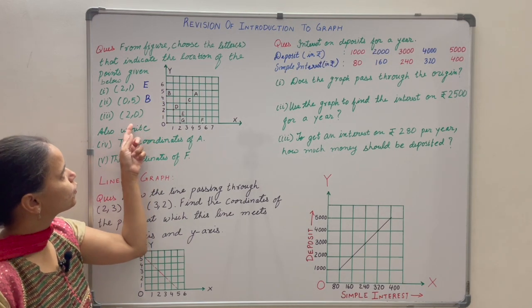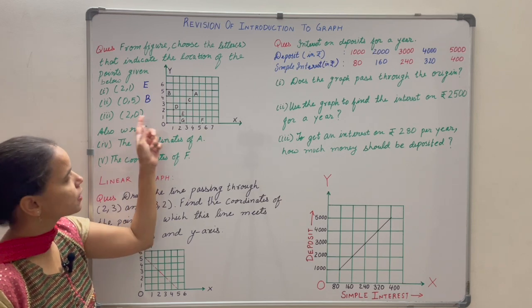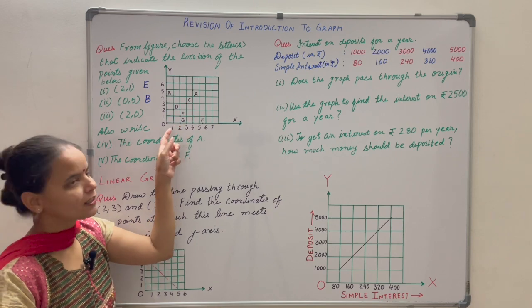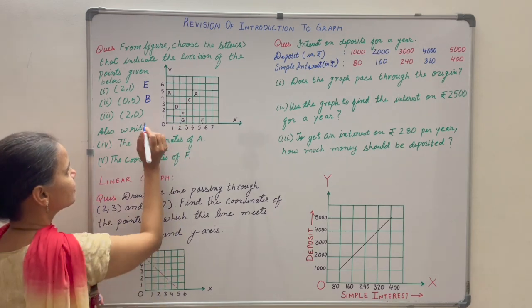2 comma 0. 2 units towards right and vertically you don't have to move. So 2 units towards right. So that is point G.